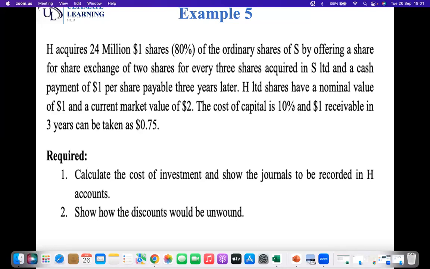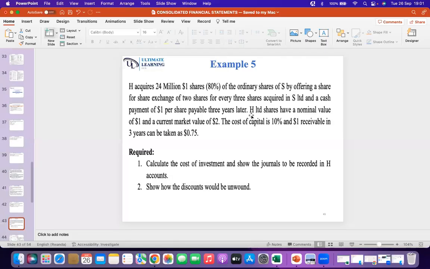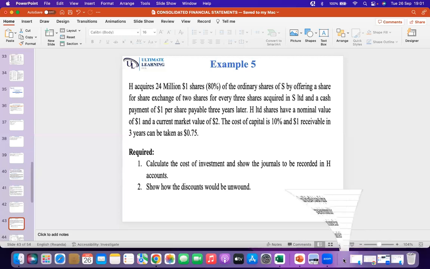H Limited shares have a nominal value of 1 and a current market value. The cost of capital is also given. So in this question, there were 2 ways that the company acquired the subsidiary, subsidiary because it is 80%. Number 1, there was share for share exchange. And number 2, there was deferred cash payment. So let's go to Excel.